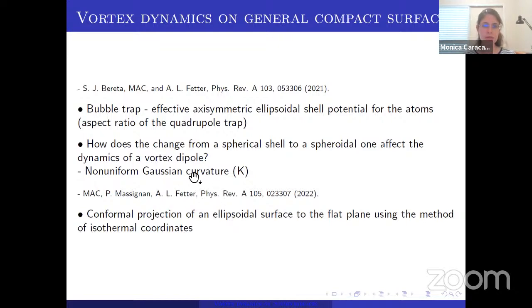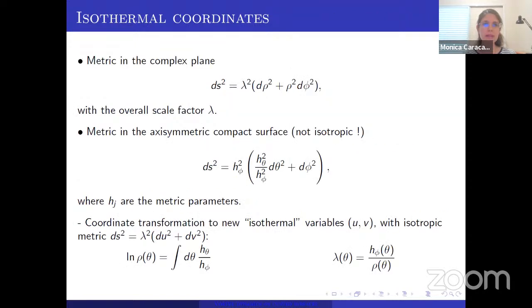And this is the result of a second work that we have, trying to generalize the spherical dynamics. To generalize this, you have to use some form of projection, also based on the method of thermal coordinates. Okay, let's then start to explain what thermal coordinates mean.